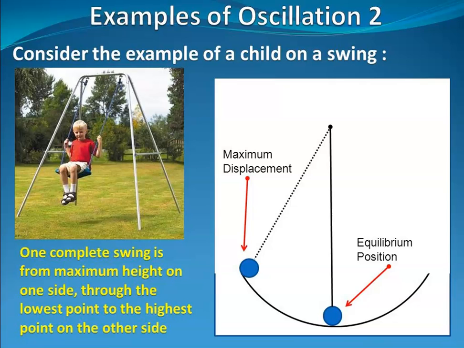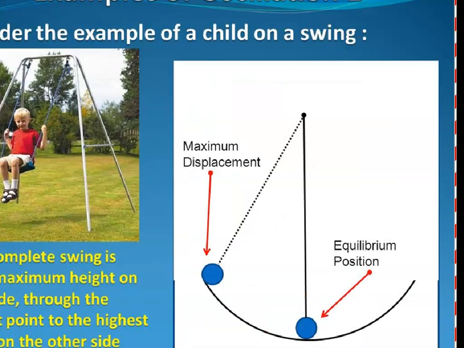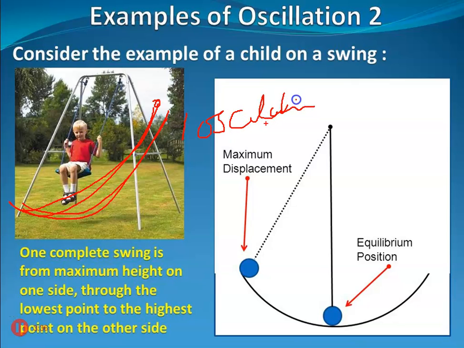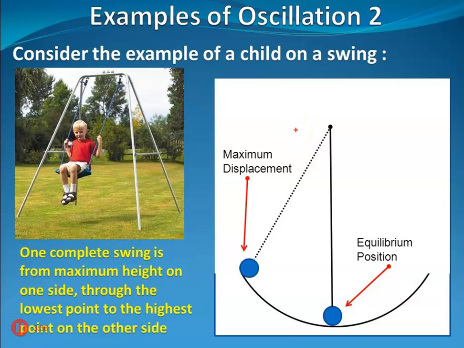Let us see the oscillations in detail. A boy is swinging from here to here. When the boy is given force from this point, he swings toward this direction and reaches the maximum height, and again goes in the reverse direction. From this point, reaching here and once again reaching the same point is considered one oscillation. So this is considered an oscillation.